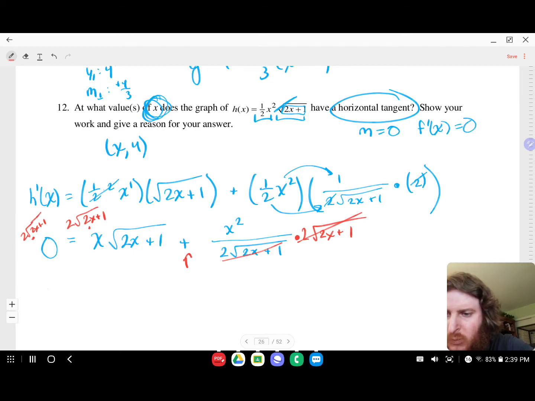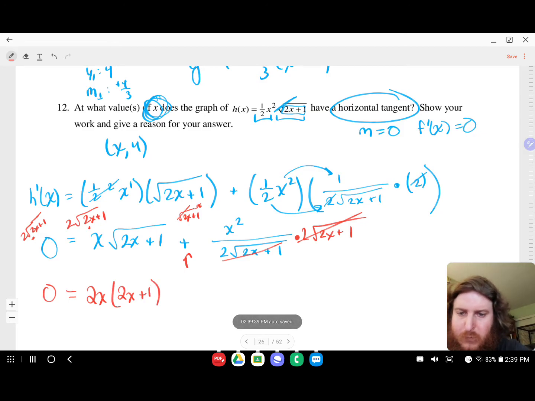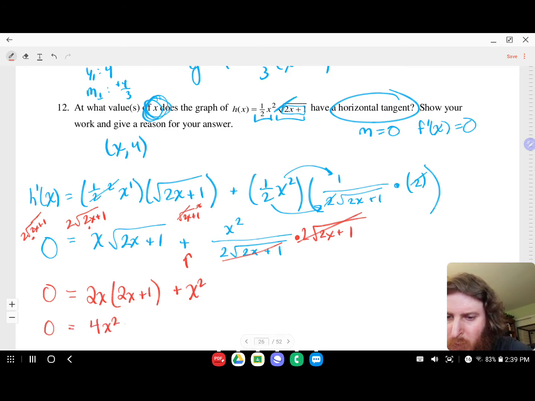On the 0 side, we're going to get 0 equals. Now, I'm going to multiply the 2 with the x, and square root of 2x plus 1 times square root of 2x plus 1 becomes square root of 2x plus 1 squared. Right? If we kind of think of it like that. And those cancel. So it turns into parentheses. Make sure you have the parentheses, 2x plus 1. And plus x squared. This is going to give us 0 equals 4x squared plus 2x plus x squared.